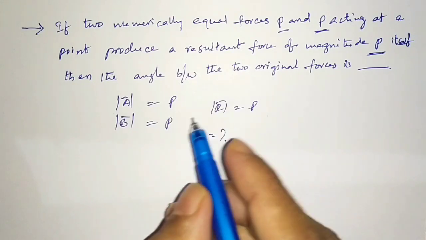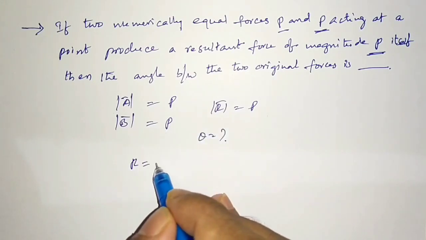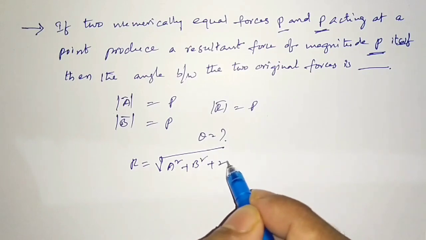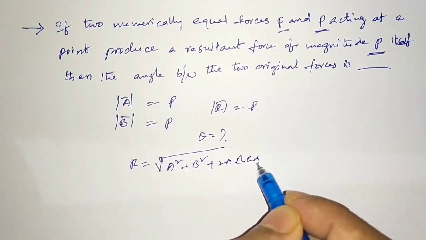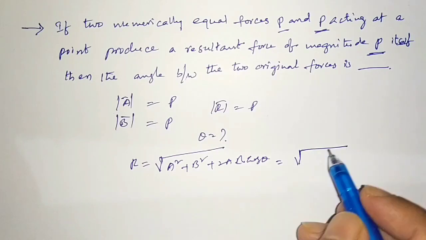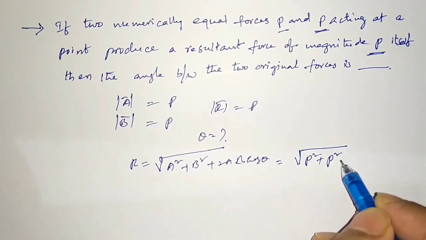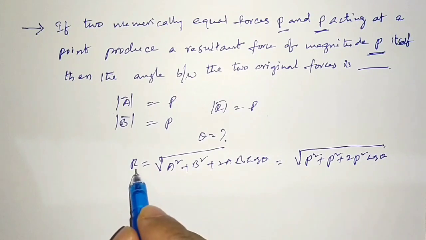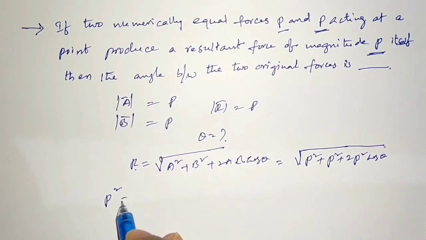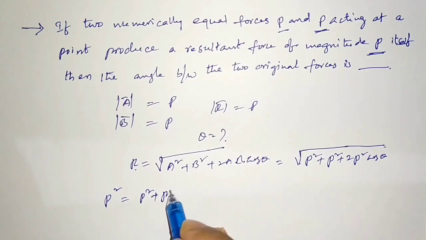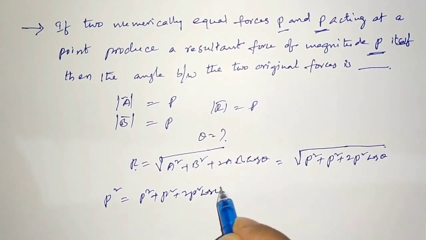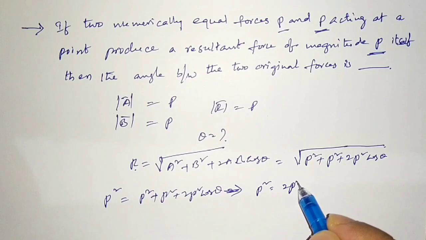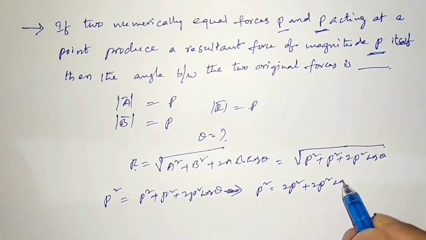Then what is the formula for the resultant vector? That is R is equal to root over A square plus B square plus 2AB cos theta. That is equal to root over P square plus P square plus 2P into P cos theta. Yes or no? So this is again P. That means I can write P square is equal to P square plus P square plus 2P square cos theta. Can I write or not? Yeah, very easy.